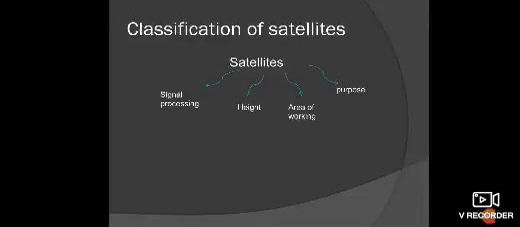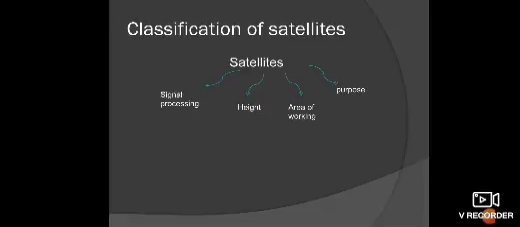The advantages and the history were seen in the previous videos, and today we will discuss the classification of satellites. Satellite utilization is based on a number of parameters. Satellites are classified based on signal processing, based on the height of the satellite, based on the area of working, and based on the purpose. These are the parameters used to classify satellites.